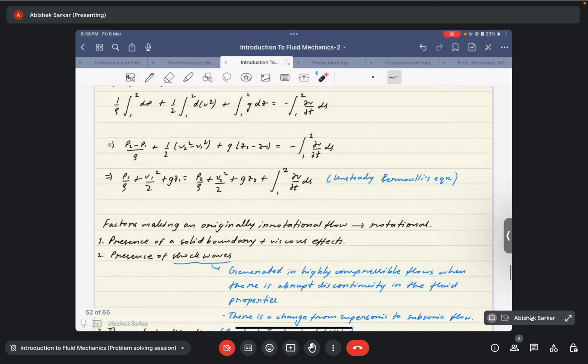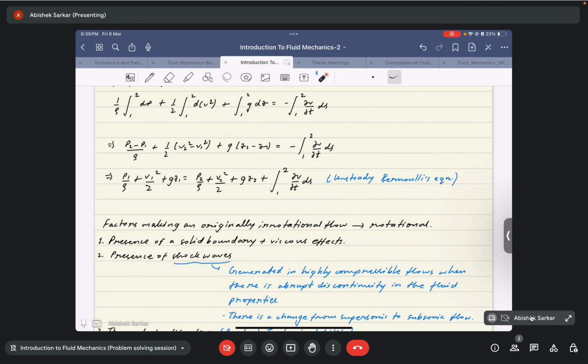Okay. Then once we rearrange this equation, we get P1 by rho plus V1 square by 2 plus gZ1 is equal to P2 by rho plus V2 square by 2 plus gZ2 plus, we just take this integration on this side, the integration from 1 to 2 of dou V by dou t into ds. Okay, and this is actually the unsteady form of Bernoulli's equation.